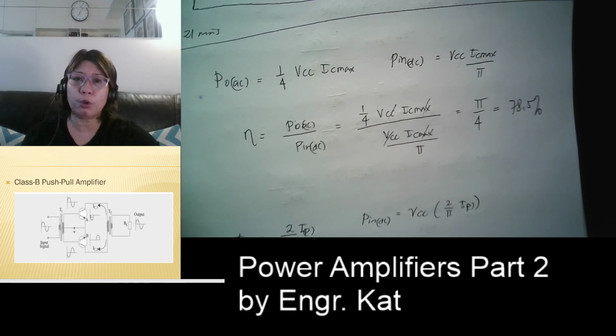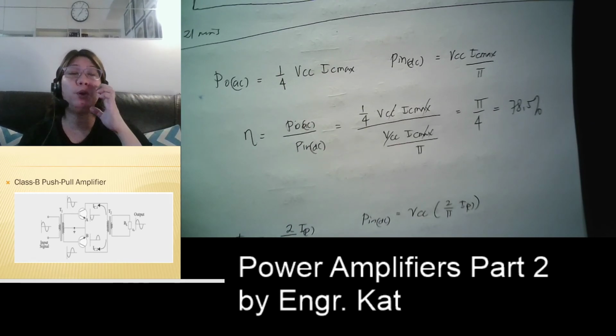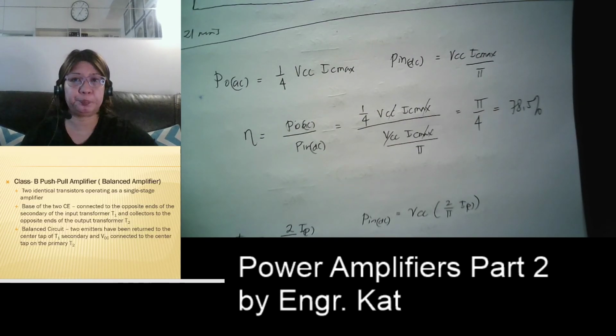Combining both, we can have an output just like this one. As you can see, we no longer have a distorted output. Why? Because these two work together in the form of a push-pull amplifier. This is usually the circuit for a Class B amplifier.